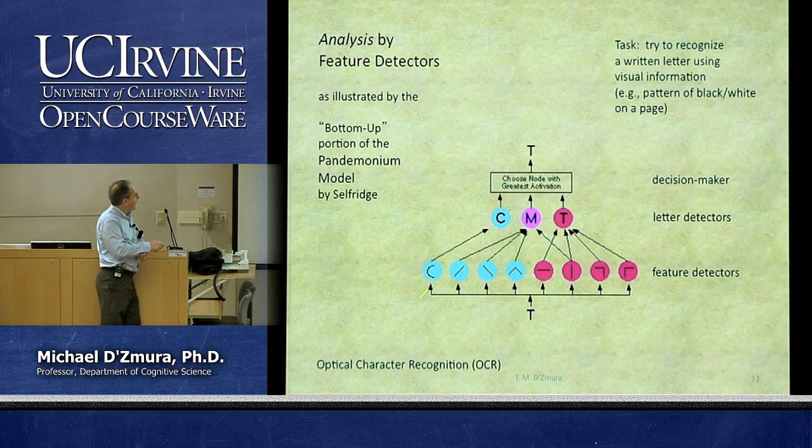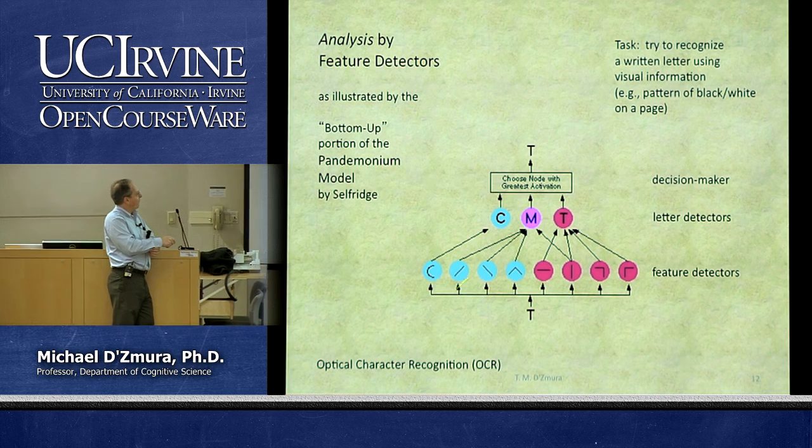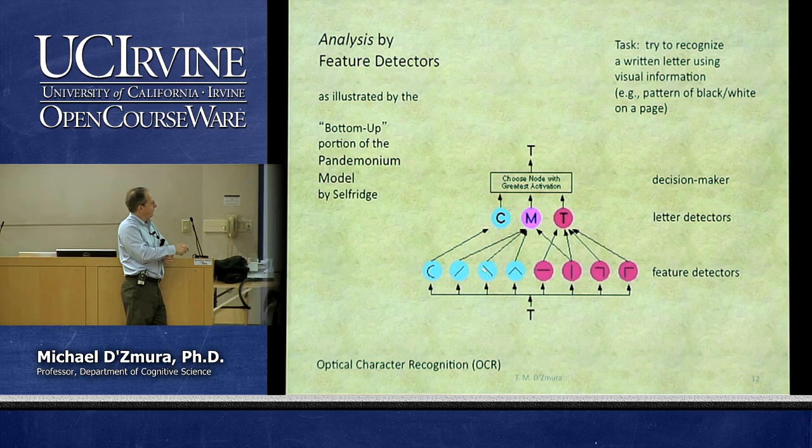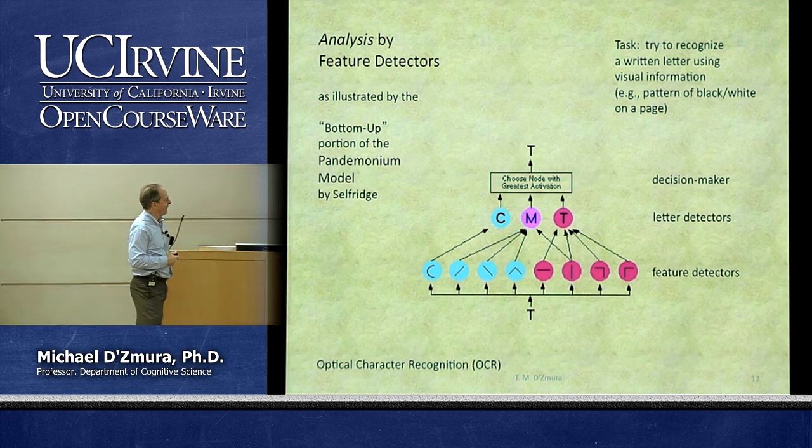Now, what about this feature detector, which is looking for that curvy C shape? Is it going to get any joy at all from that T? No. What about these diagonal bar detectors? Are they stimulated by that T? No. What about that angle? No. These guys are not stimulated by the T letter. They're going to have to wait for some other letter to show up to be excited.